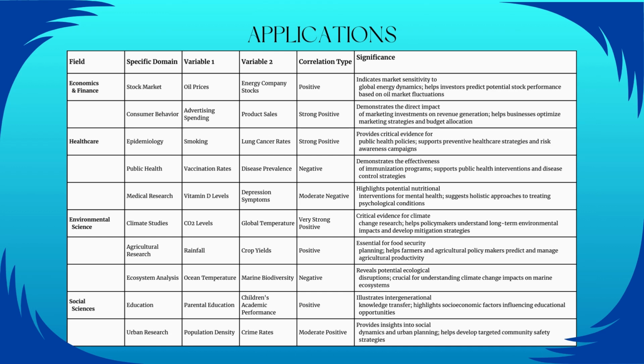In the real world, correlation has applications across various fields. For example, in economics, it predicts market trends and optimizes marketing strategies. In healthcare, it identifies risk factors like smoking and shows the benefits of vaccinations. In environmental sciences, it is used to study climate impacts and agriculture planning, while social sciences uncover links like parental education boosting children's performance.